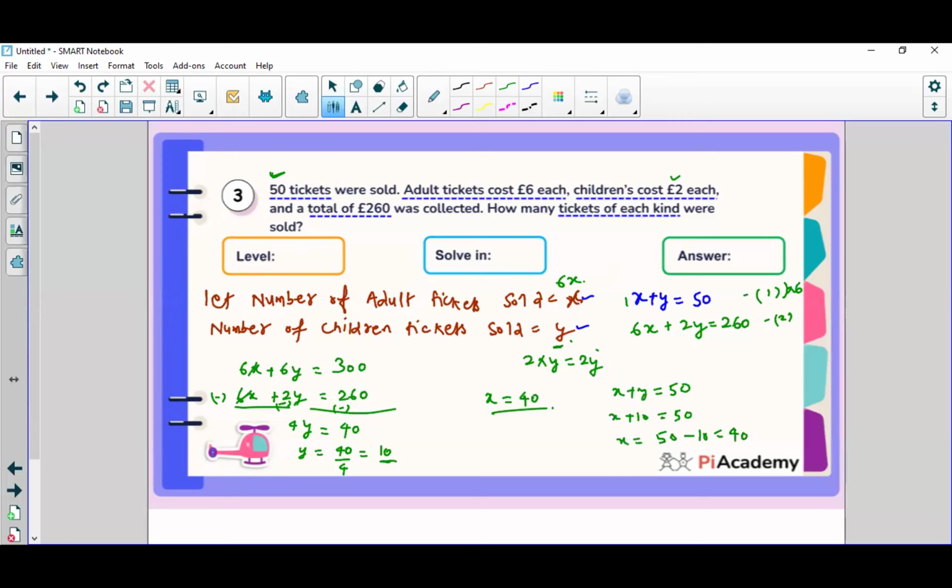Now, what is my final answer here? We got two answers because it is asking how many tickets of each kind were sold. So I can say 40 tickets for adults and 10 tickets for children. We can consider it a hard level question, and I think it can be solved in 2 minutes 30 seconds, but we solved it in a very easy way. We read each piece of information given in the question, write it one by one, make the equations, find the values of the variables, and it will make your work very easy.